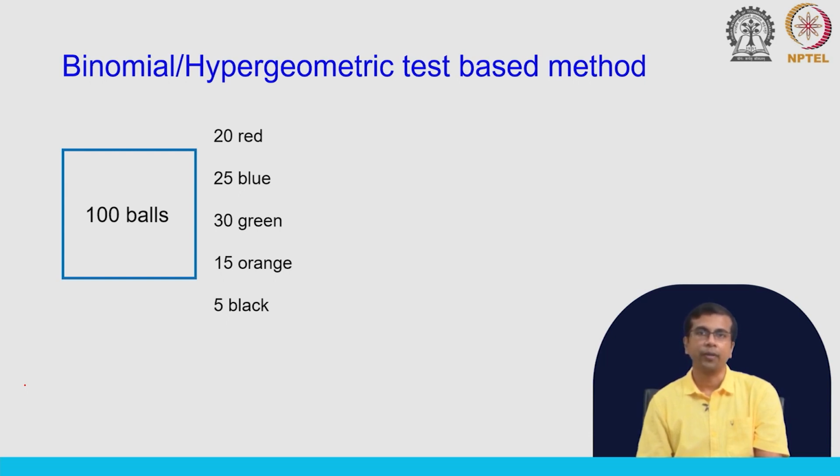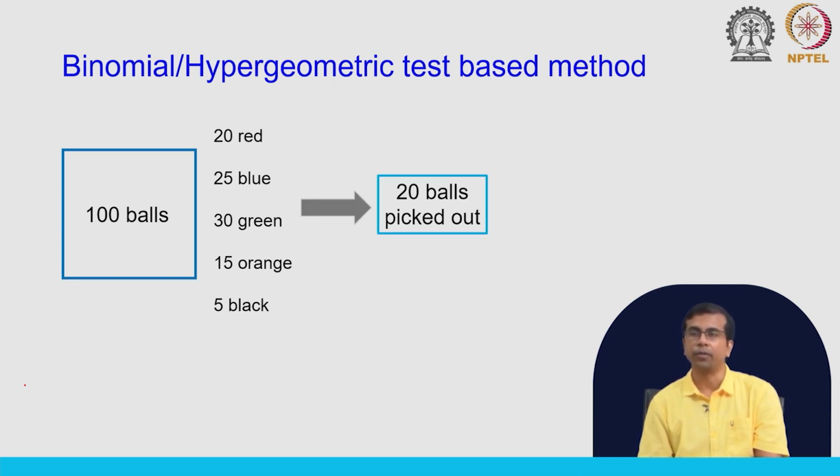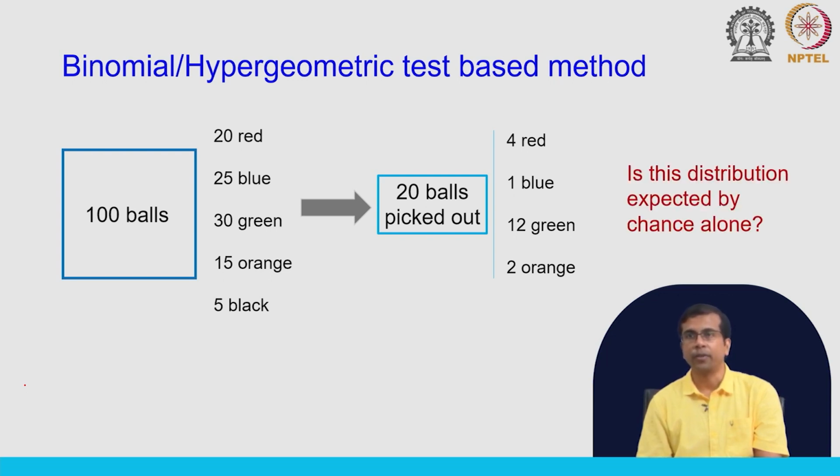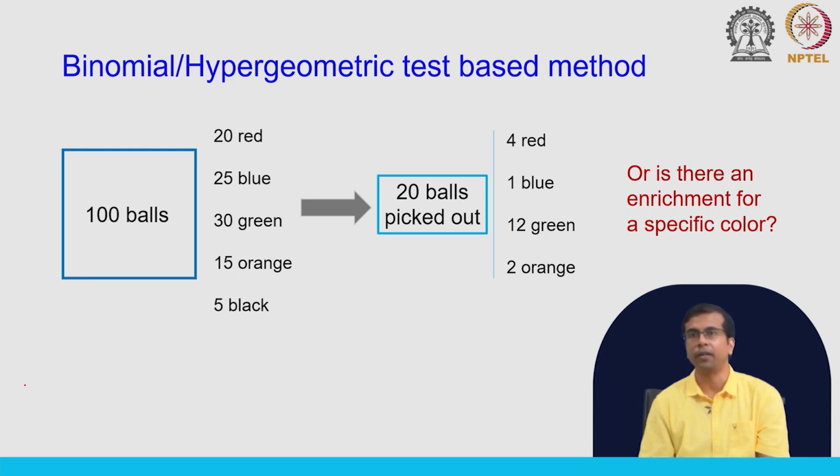Okay. So, let us say out of this 100 we pick out 20. We pick out 20 balls in another box, and what we see is that out of these 20, 4 are red, 1 is blue, 12 are green and 2 are orange. Now, the question that we ask is: is this distribution of colors in this sample expected by chance alone? If you randomly pick these balls, would you get this distribution? Is this possible? Or is there an enrichment for a specific color, or is this not a random sampling, maybe we have picked out specific colors preferentially.